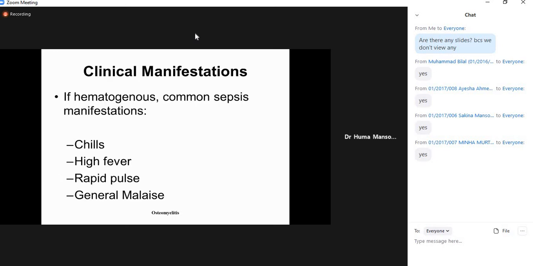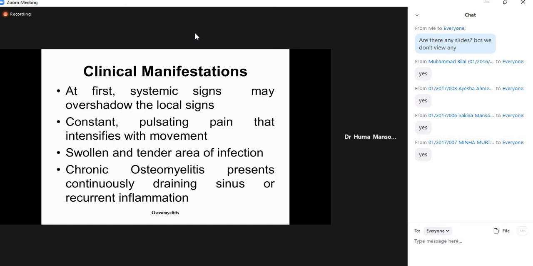But whenever there is hematogenous spread of the organism, when the organism gains entry to the joint via the blood, there will always be constitutional symptoms. Okay, there'll be high fever, chills, malaise, rapid pulse, and there could be shock. At first, systemic signs may overshadow the local signs. Systemic signs are so prominent that sometimes the local signs, that is the pain and the limping, can be overshadowed. Constant pulsating pain then intensifies with movement.